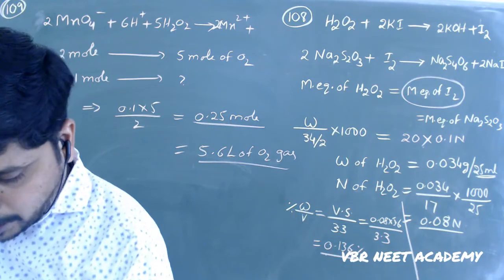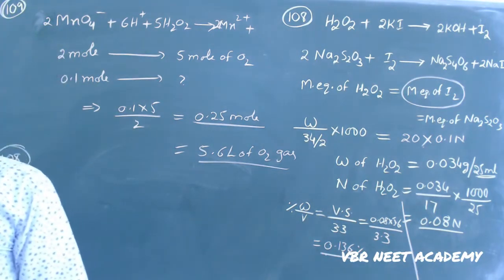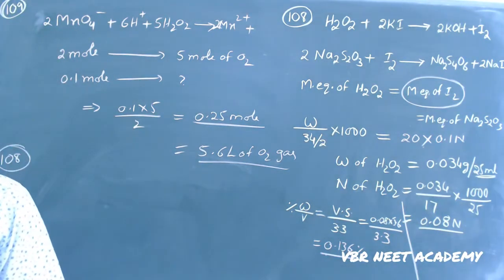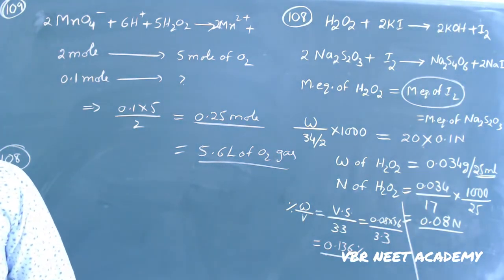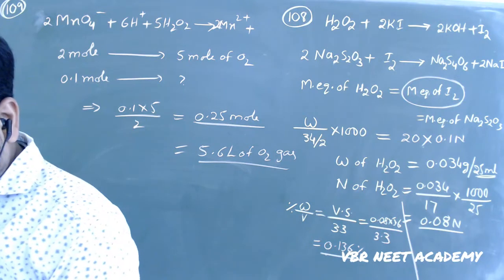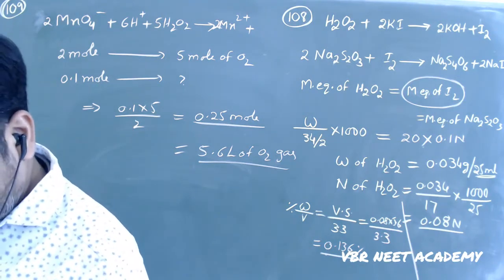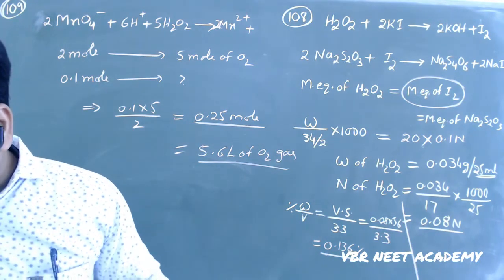So 109. What they are saying: 20 ml of H2O2 after acidification with dilute H2SO4 requires 30 ml of N/2 KMnO4 for complete oxidation. Calculate the percentage of H2O2 in gram per liter, they are asking.